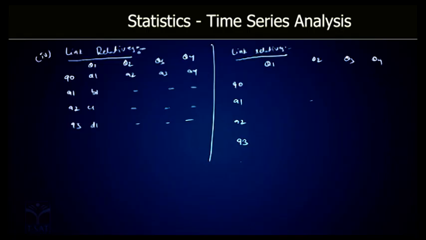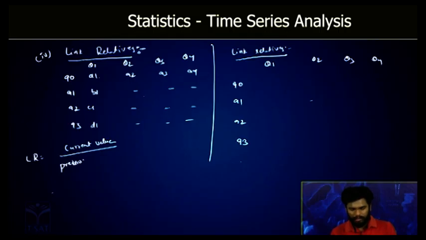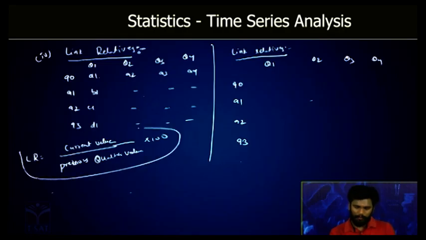So now the link relatives are calculated by the formula. You have to remember the link relative. The formula for link relatives is current value divided by previous quarter value into 100. This is important formula you have to remember. Link relative is given by current value divided by previous quarter value into 100.